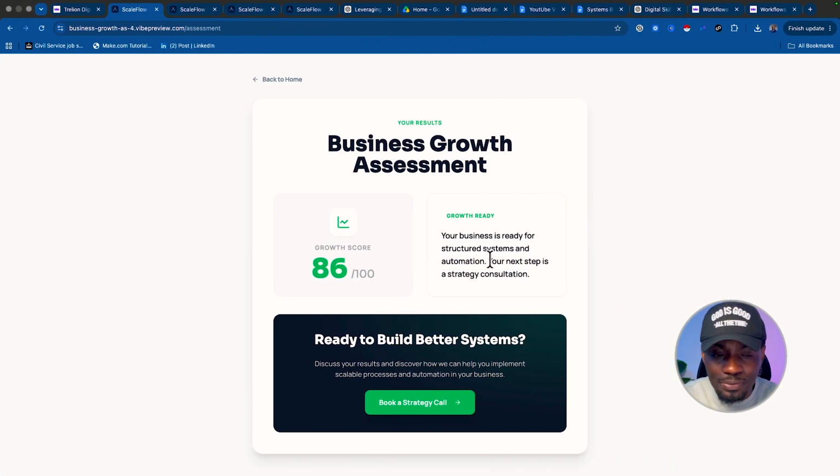So let's go back to it. This is great. I love the UI. I love the design. I love how everything has come out. It's clear. My growth score is 86. It tells me the stage I am. I am growth ready. Your business is ready for structured systems and automation. The next step is a strategy consultation. I love that. And then it gives me the opportunity to book a call.